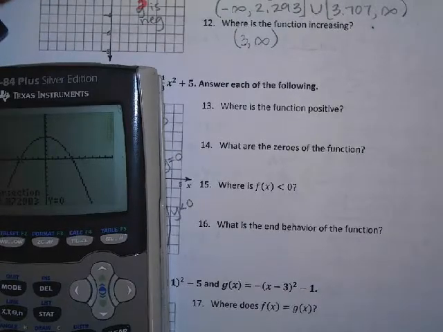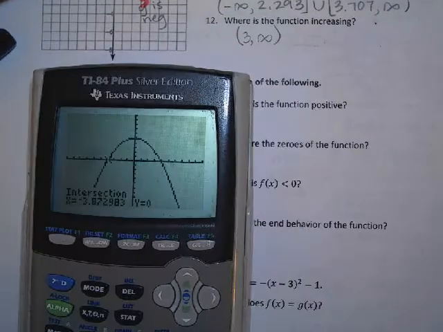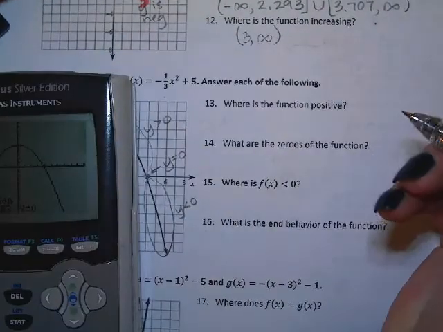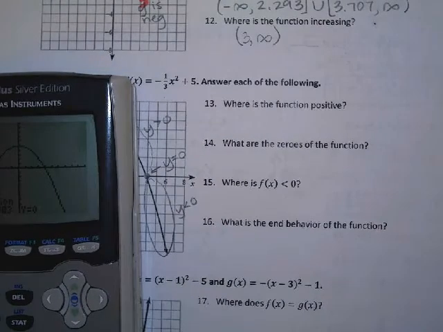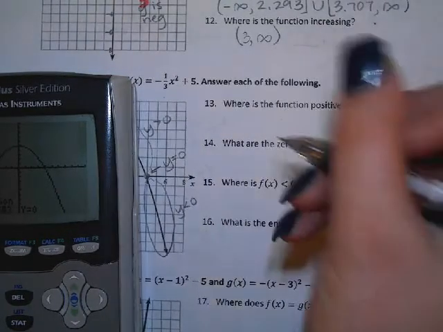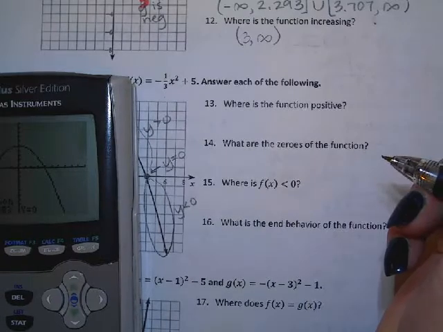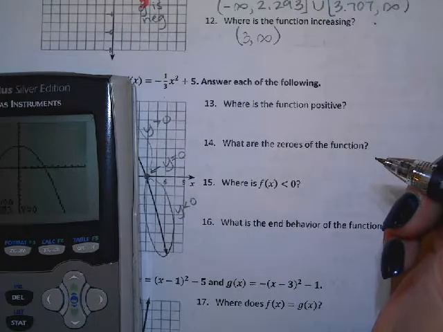All right, so where can I put this answer? For 14, because it says what are the zeros. Do you guys want to write them as points, or do you just want to write the x values? Just the x as points? It doesn't matter.